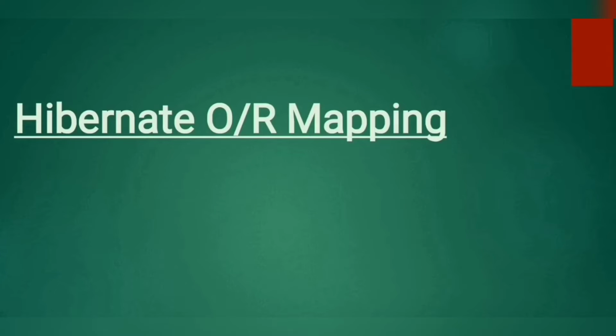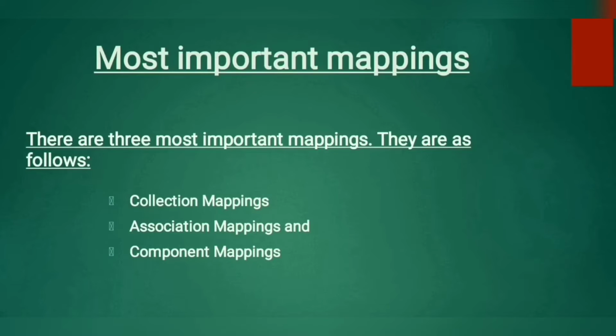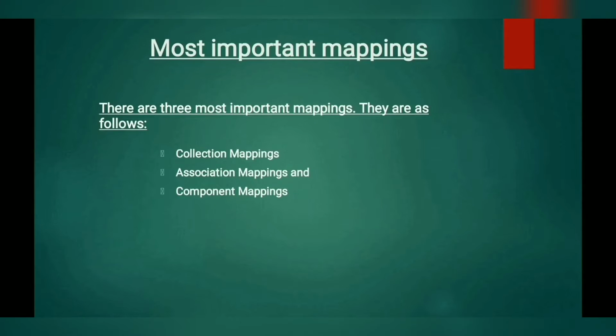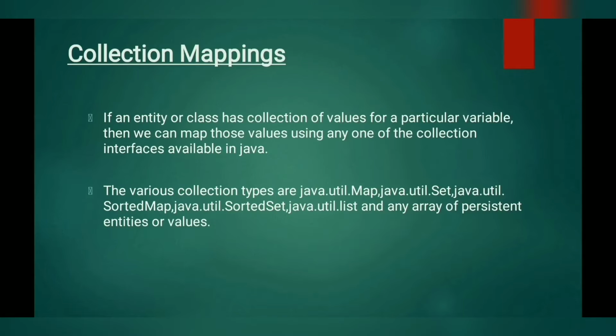Hibernate object relational mapping is today's topic. The most important mappings: there are totally three. The first one is collection mapping, the next is association, and the last one is component mapping. Now let us see about collection mappings.